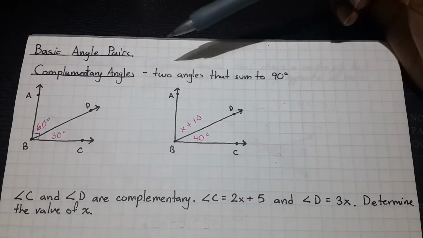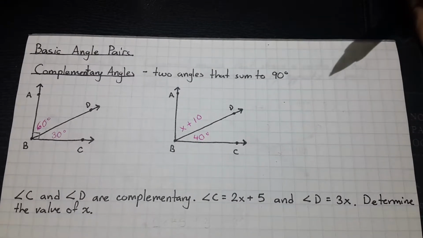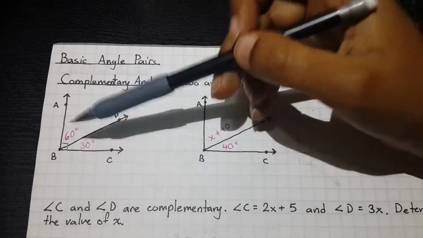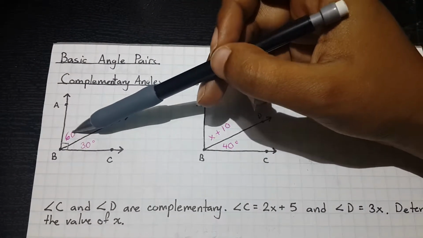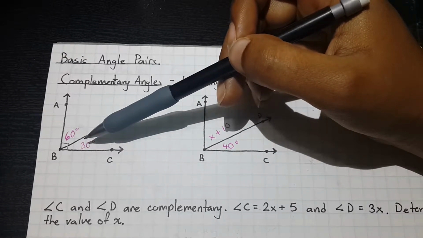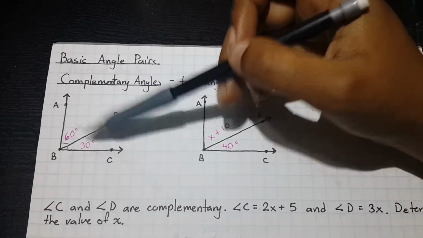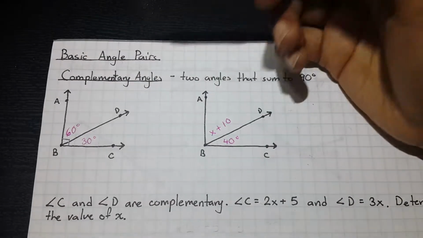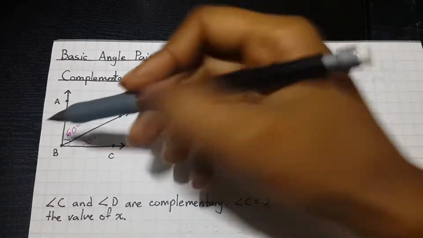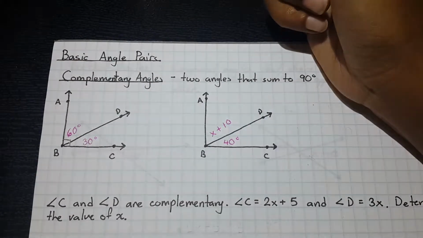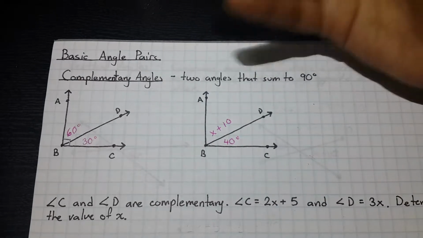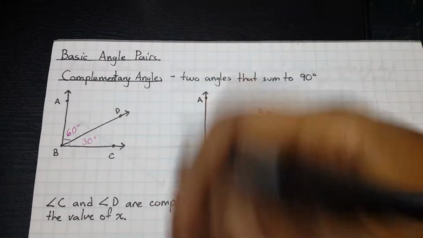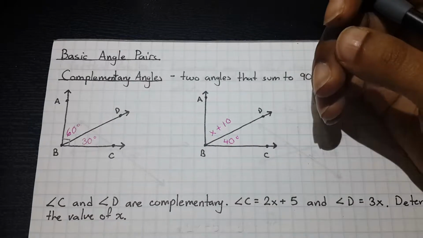Complementary angles are when two angles sum up to 90 degrees. A simple example of that is this one here, where we have a 60 degree angle and a 30 degree angle, and if we add 60 and 30 we do get 90. Another way of figuring out if we have a right angle is if we have the corner square marked at the vertex point. By seeing that symbol we can automatically conclude that you're dealing with a right angle, and therefore it can be broken down into complementary angles.